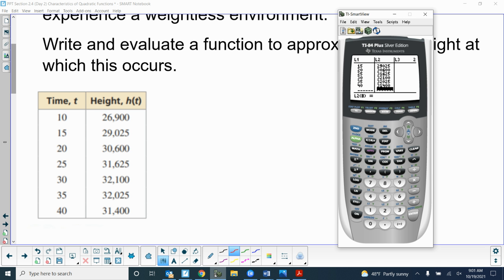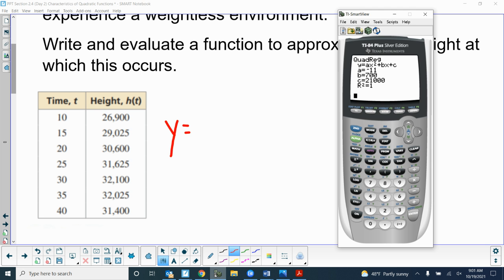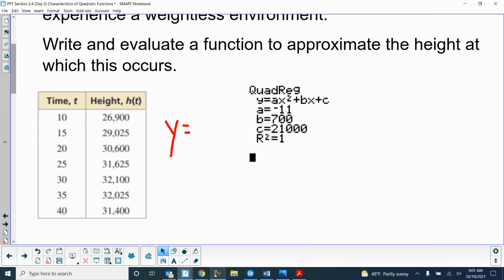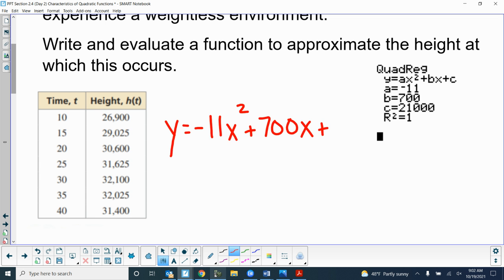All right, so I got mine in. What do I do now? Stat, calc, 5. I can just hit enter. Some of you have to go down to calculate, right? So our equation is y is negative 11 x squared plus 700 x plus 21,000. Everyone get that?